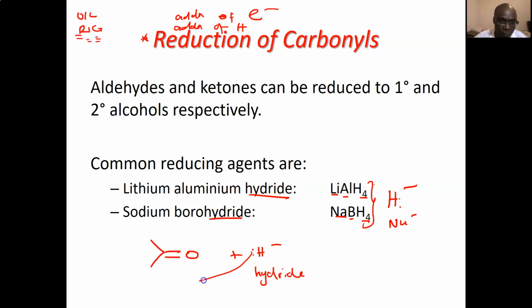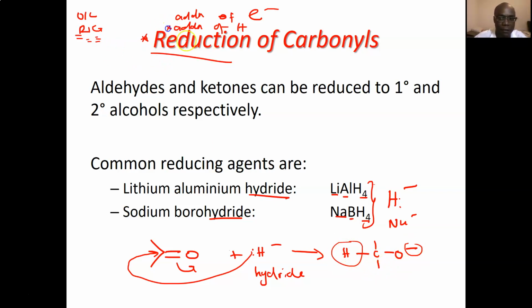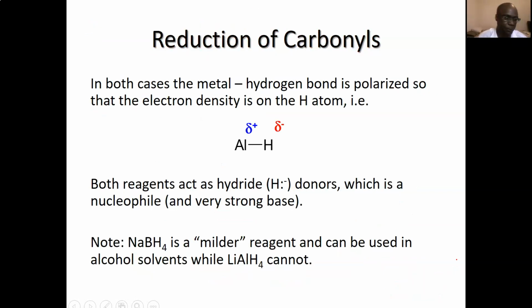Use that as a nucleophile. Attack from the back. This opens up. You're going to get your H, your two metals, and O minus. See, you've added the hydrogen, so you've reduced, because reduction is addition of hydrogen. This can go one step further. In the presence of an acid, you convert your O minus to OH. That will be the alcohol. So that's the general idea of reduction.